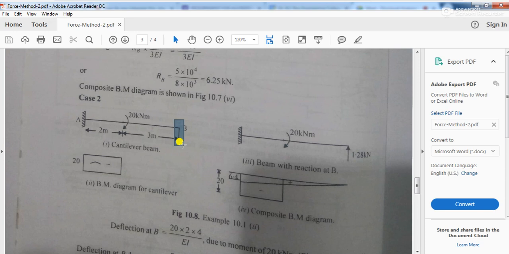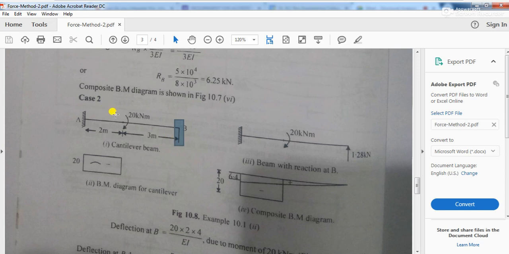Ankita madam has discussed the moment area theorem to you, right? Yes, sir. Yes, so please go through that part, okay, the moment area theorem, because if you do not go through that part, then you will not be able to understand this force method of analysis.